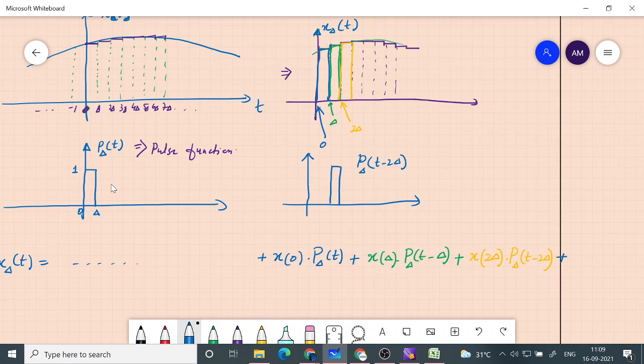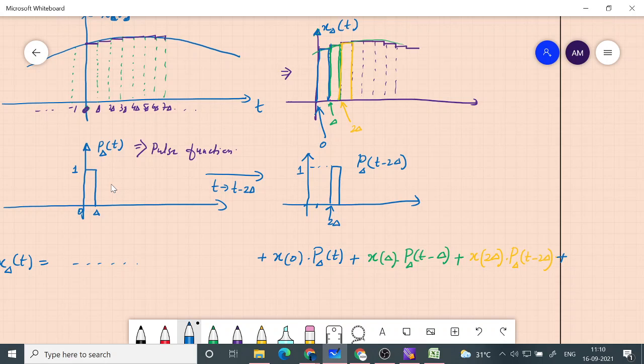So this is my p delta of t minus 2 delta. Why do I say 2 delta? Because this point is 2 delta. This is my delta and this is 0. So this function underwent a transformation, t going to t minus 2 delta. That's all. And then I am amplitude scaling in order to adjust its height. This height is 1, so I need to adjust the height with respect to the height of the actual function at t equal to 2 delta. Clear?